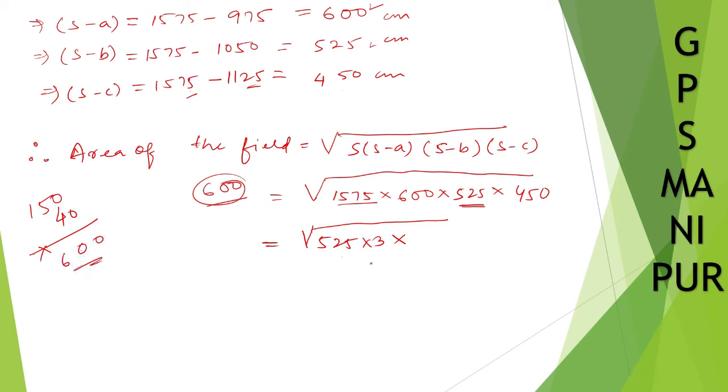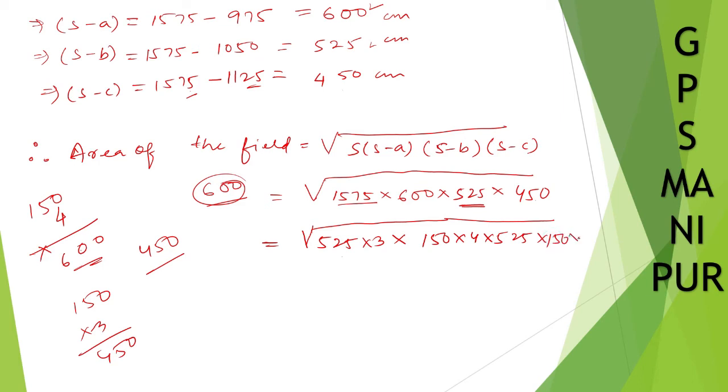So 600 is 150 into 4. Next, we write 525 as it is, and 450 we write as 150 into 3, since 15 threes are 45, giving 450. Why am I writing this? So that I can take the common factors and cancel the root.